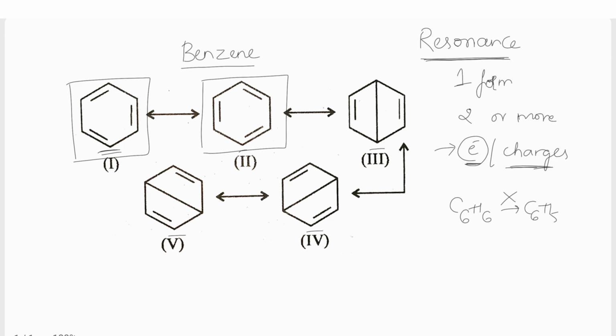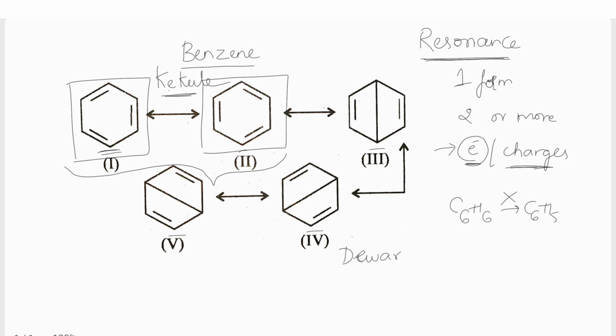Now, what are all these structures called? The main 2 structures are the structures given by Kekule. They are called Kekule structures. They are the most stable forms of benzene, and the remaining 3 are called Dewar structures. Dewar structures are not so famous because they do not give clarity about all the properties of benzene, but the Kekule forms are the most stable forms.